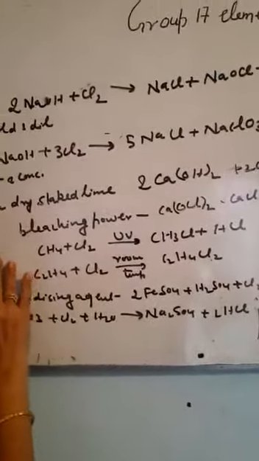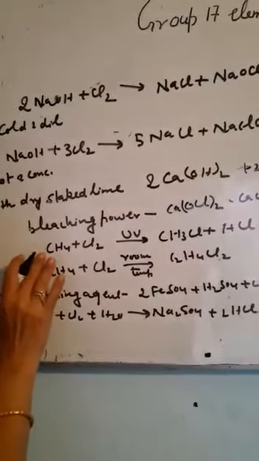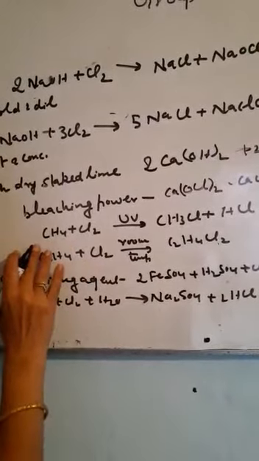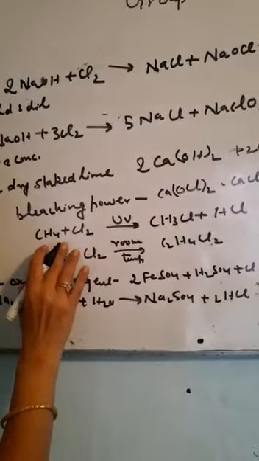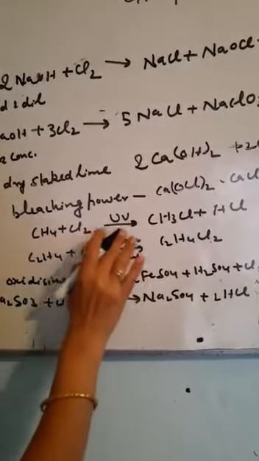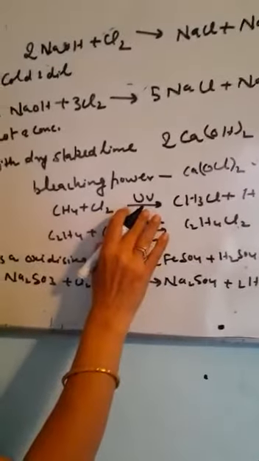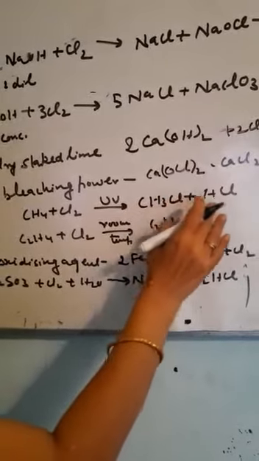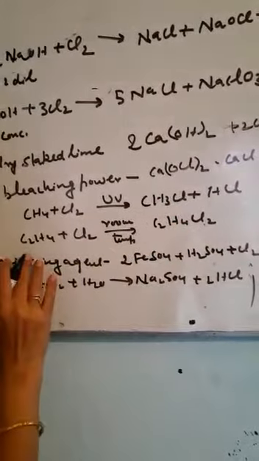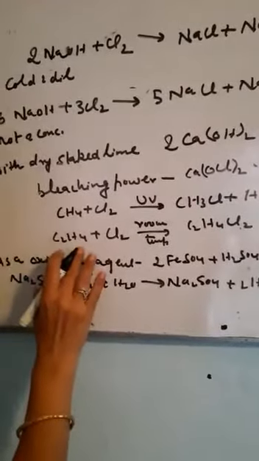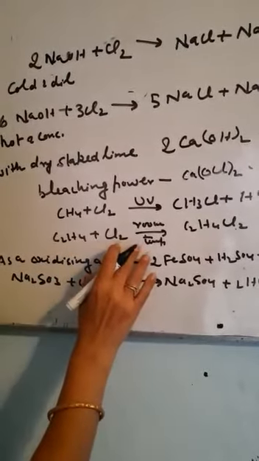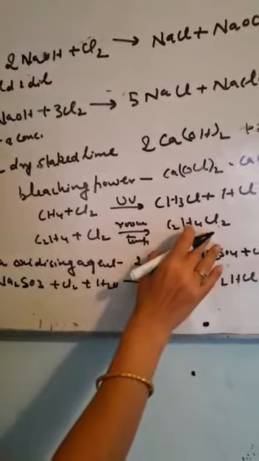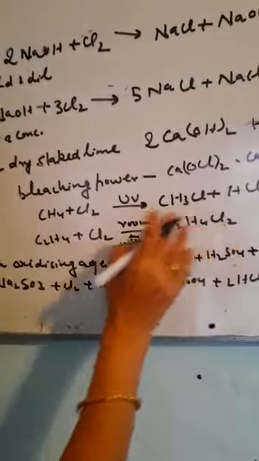It can react with hydrocarbons. Again, you have studied this reaction in class 10 as well as 11. The reaction of methane with chlorine in the presence of sunlight. There will be formation of CH3Cl with the release of HCl. And the reaction of ethene with chlorine at room temperature, there will be formation of dichloroethane, C2H4Cl2.